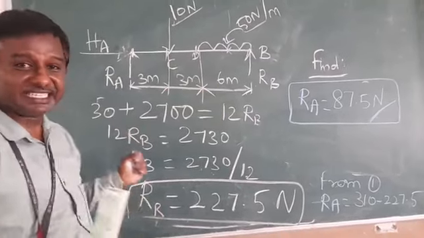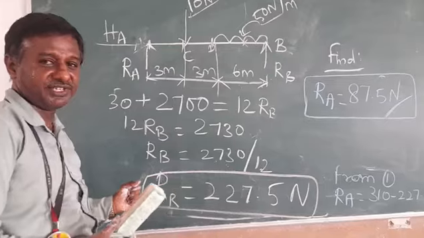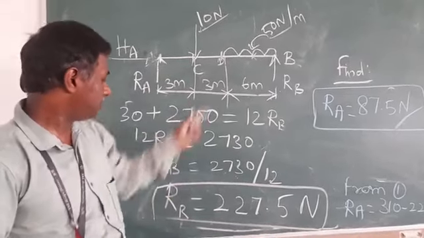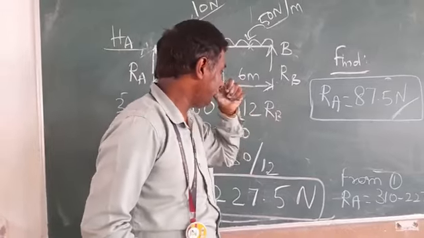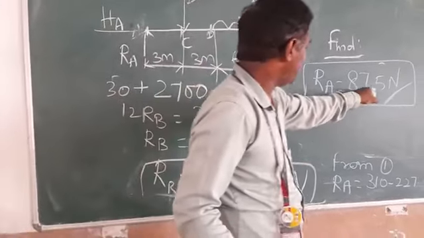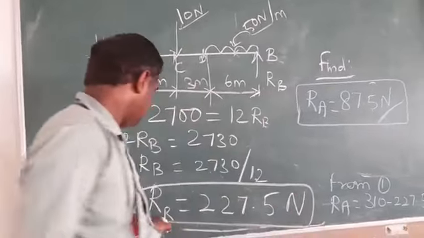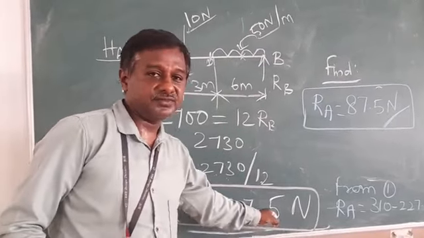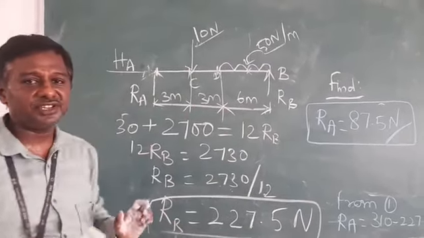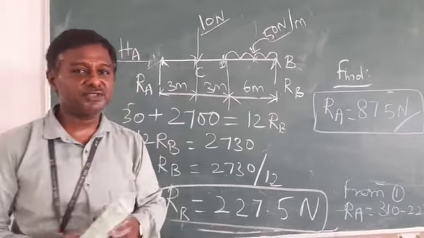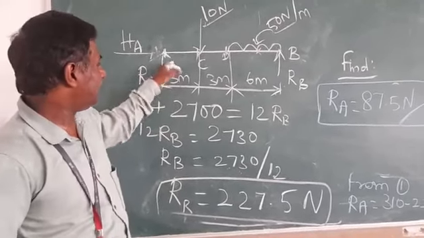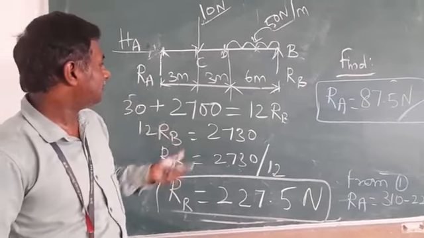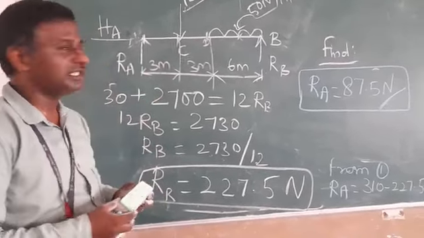So the supports will carry the total load of 310 Newton, distributed to supports A and B, with support A carrying 87.5 Newton and B carrying 227.5 Newton. So this is the methodology to find the support reactions by using the static equilibrium equations. We have done the problem using a simply supported beam.